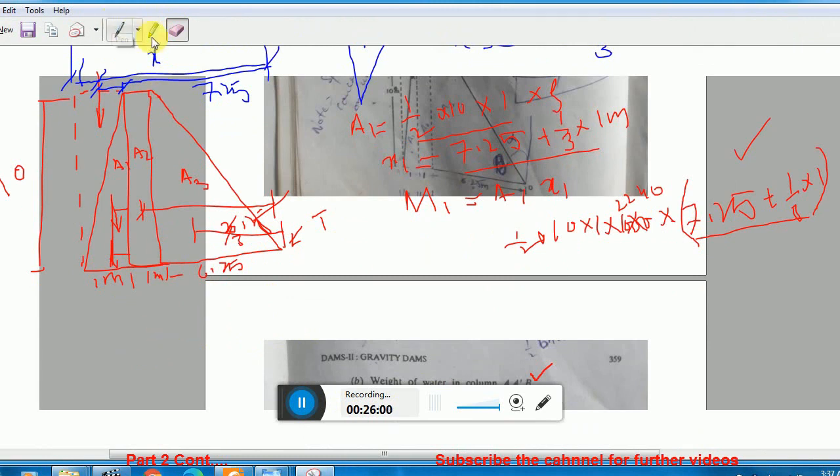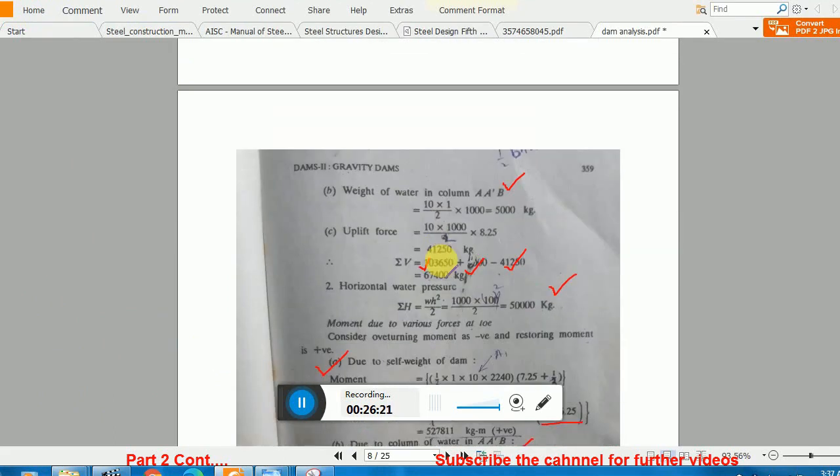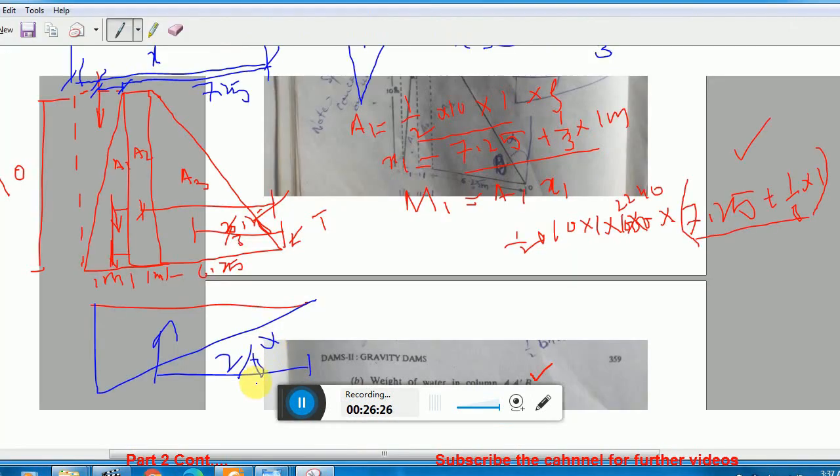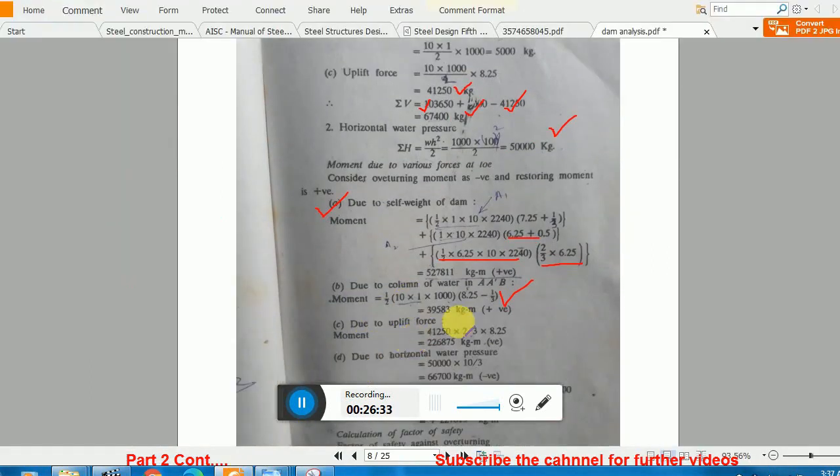And for the uplift force, as I already did in that first step, you all know that it is also a triangular distribution. So in this shape there is a resultant, and that resultant acts at a distance of 2/3. So you determine the uplift force, which is right here. You just need to multiply this one with 2/3 of 8.25. Clear? This will give you the moment of the uplift force right here.